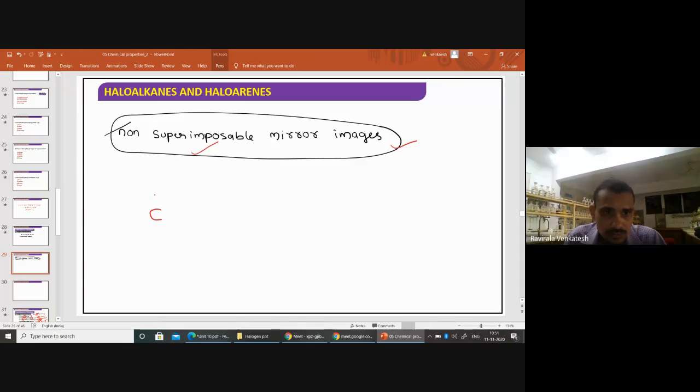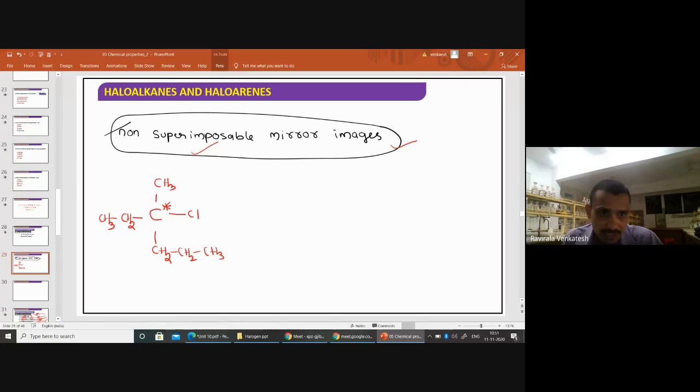Carbon, CH3, chlorine, CH2, CH3. Now here it is having CH2, CH2, CH3. Now this is called what? Star mark I'm writing. Star indicates it is an asymmetric center or chiral center.